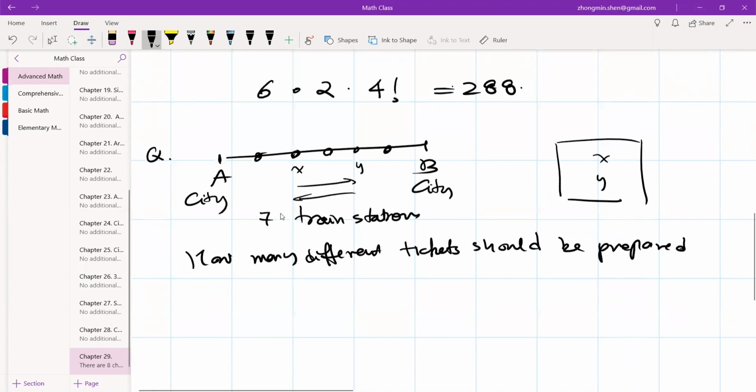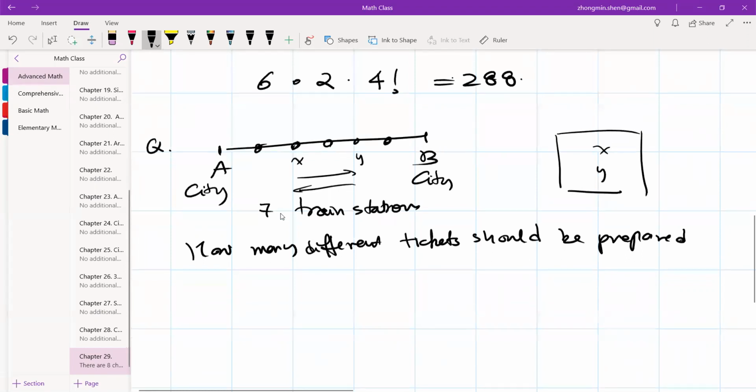42. We already said that the ticket has no orientation. As long as there are 2 cities on the ticket, it doesn't matter. You can use that to go back and forth. It's only 21. Yes.